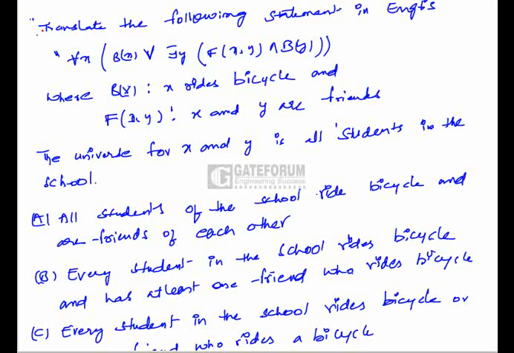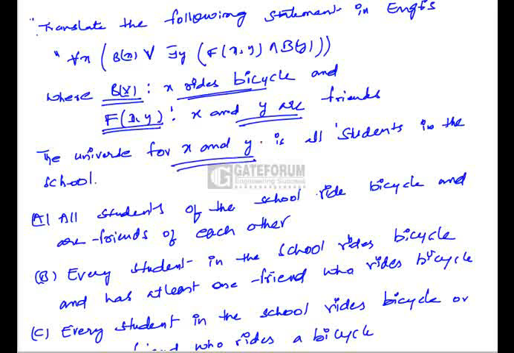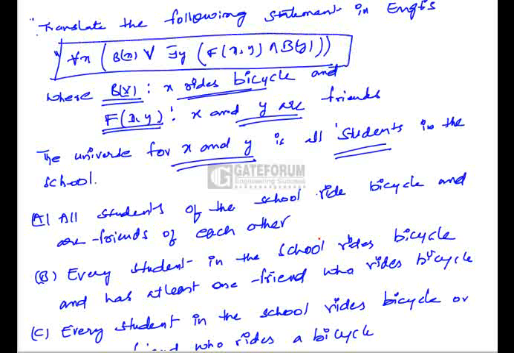Next problem. Now we have to translate the statements given into English. The statements given are B of x represents x rides bicycle, and F of x comma y represents x and y are friends. And these x and y are nothing but the students of a school. Now we have to translate this into our general English language.